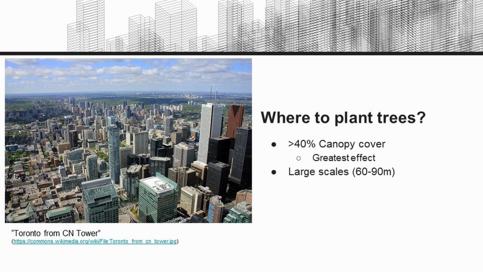Having seen that canopy cover is more closely related with temperatures than impervious surface area, we can see that planting trees is a good approach to take. Based on the results, the greatest effects can be seen when planting is planned in order to create more than 40% canopy cover in a given area, and when done at larger scales.